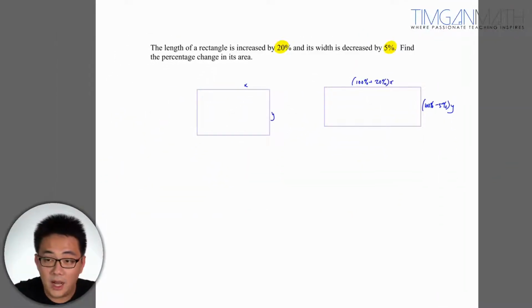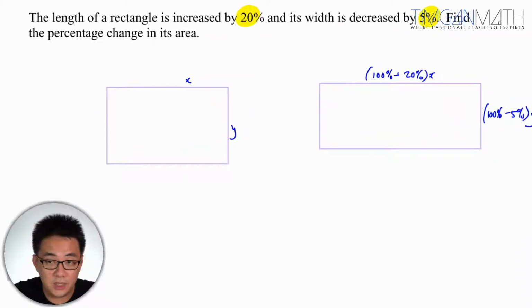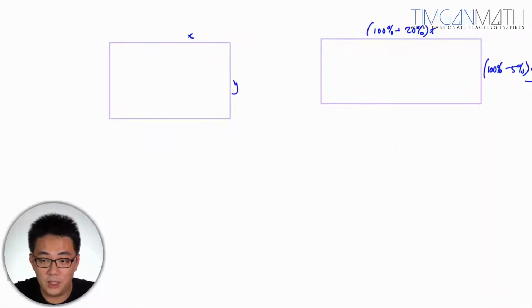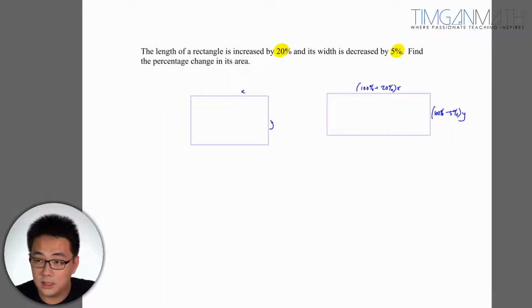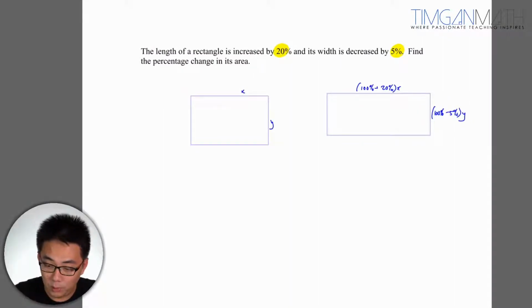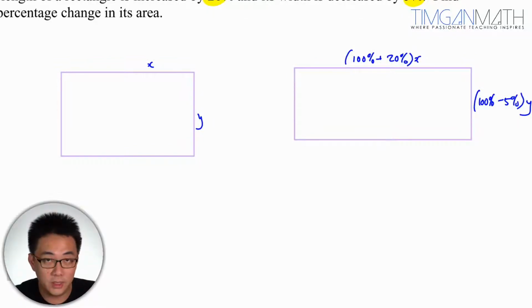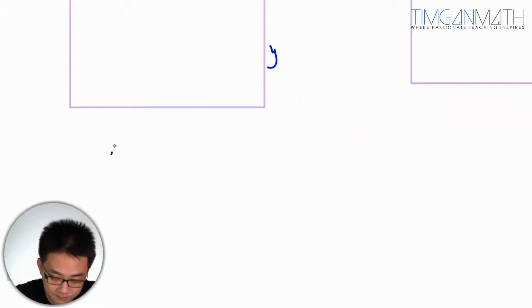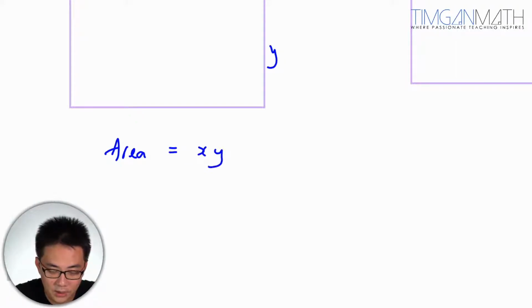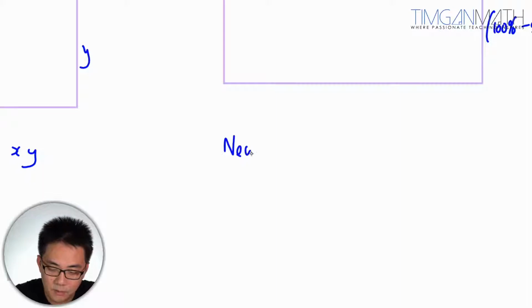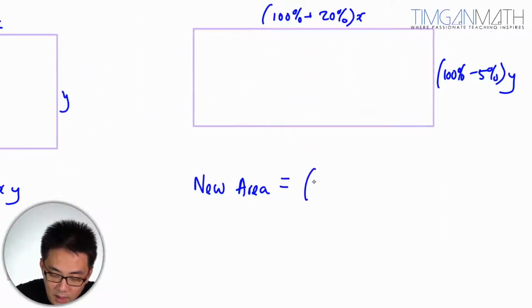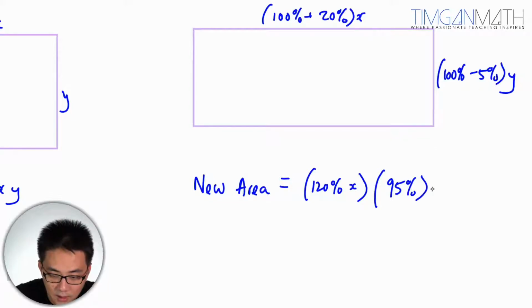Then they ask what is the percentage change in its area. We don't know whether it's an increasing or decreasing area, but all we know is the area previously. The old area is xy. The new area would be basically 120% times x and 95% times y.